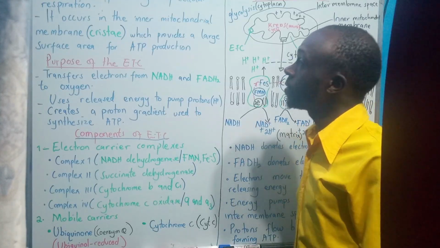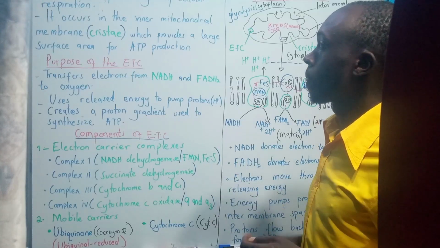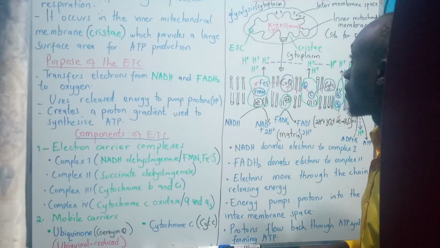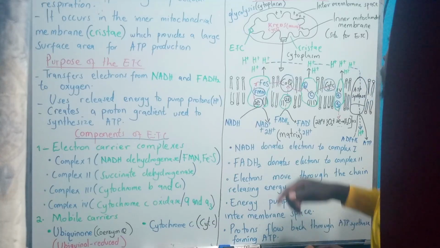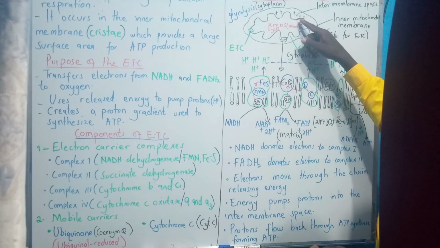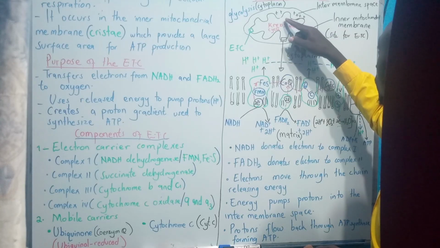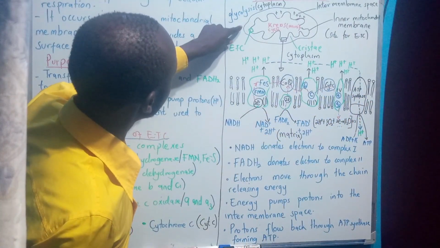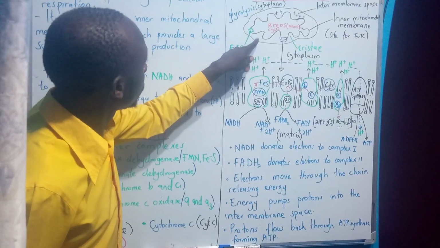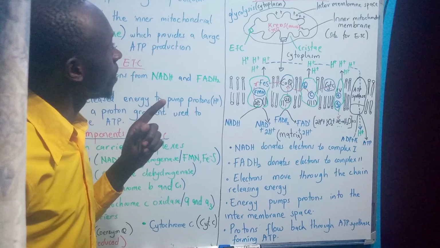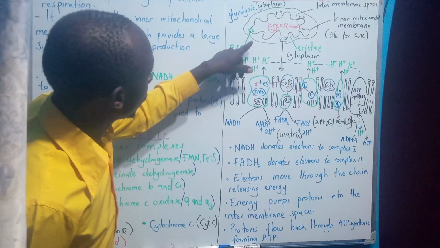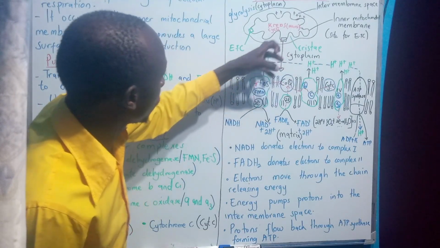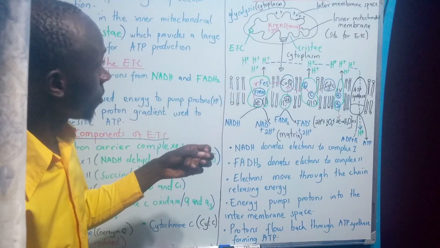So the last stage of respiration is the electron transport system, and it occurs in the inner membrane of the mitochondria. The mitochondria has two membranes. The first membrane is this one, which is the outer membrane, and the inner membrane is this. The inner membrane is highly folded to form what you call the cristae. This cristae here is where the electron transport system occurs.